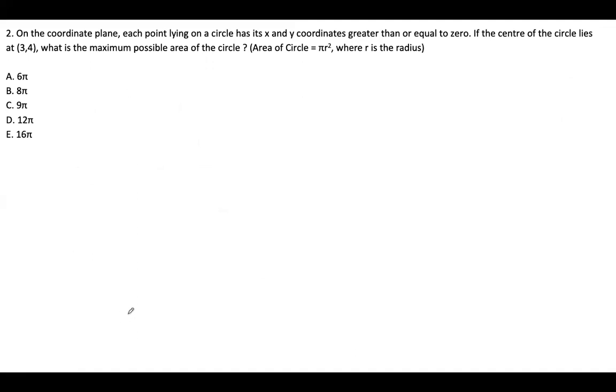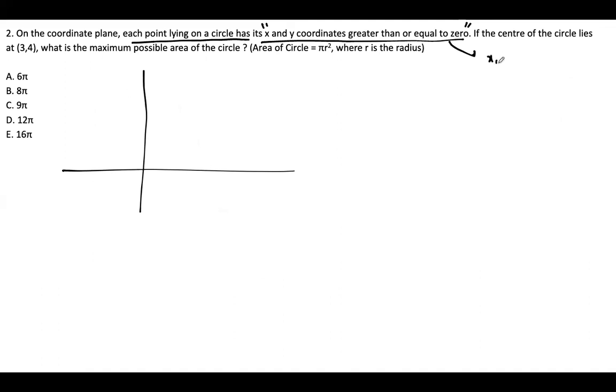Go for the second one, Neil. On the coordinate plane, each point lying on a circle has its x and y coordinates greater than or equal to 0. That means every point lying on a circle is either in the first quadrant or on the axis. Correct. So is this circle graph correct? No, because there are some points lying in the second quadrant.